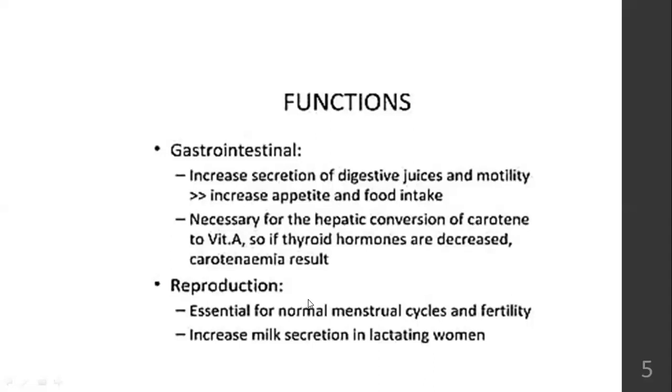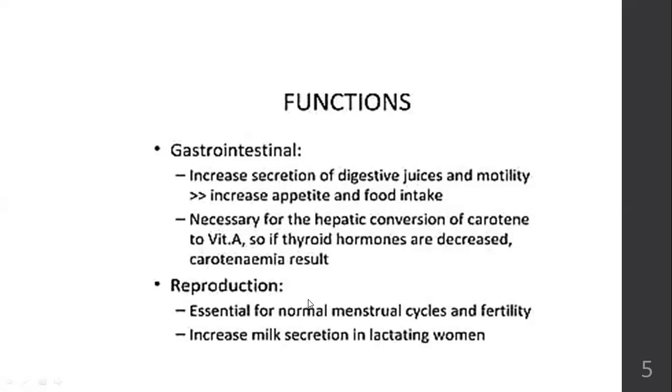And it is necessary for hepatic conversion of carotene to vitamin A. Carotene is the vitamin A that you get from plant sources. To convert carotene into vitamin A so that your liver can store it. Your liver cannot store carotene. Your liver has to store vitamin A. So carotene has to be converted into vitamin A to be stored in the liver.